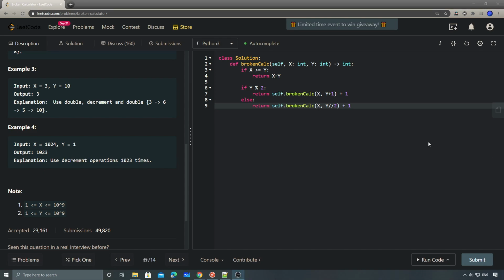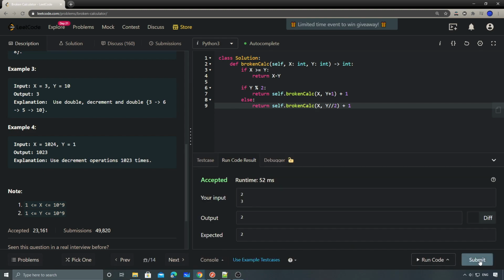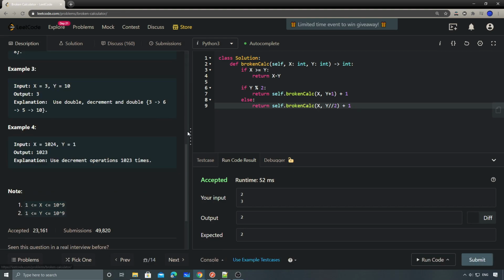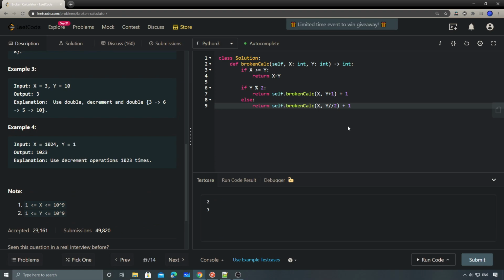So here, basically, I think it's as if we're trying to reduce y to x. Yeah. So if I run the code here, accepted. Yeah.